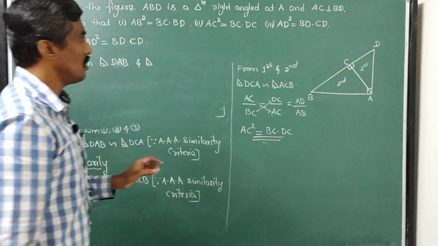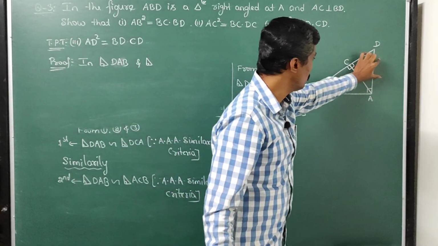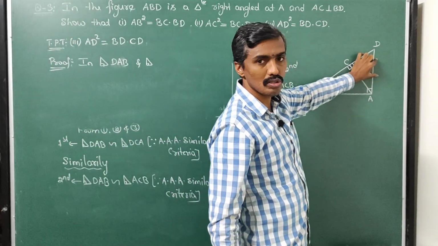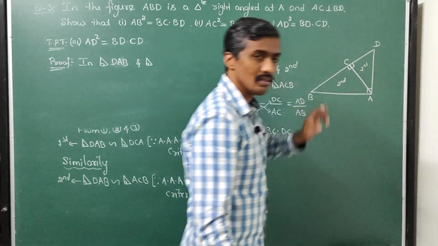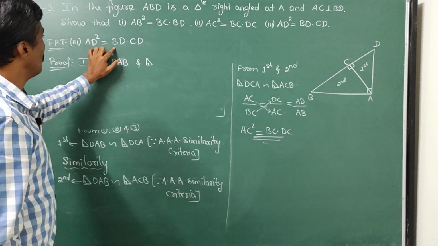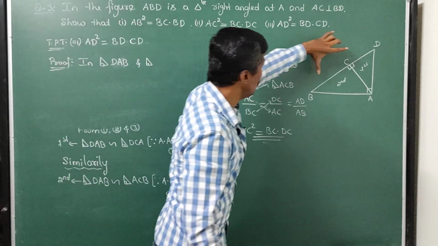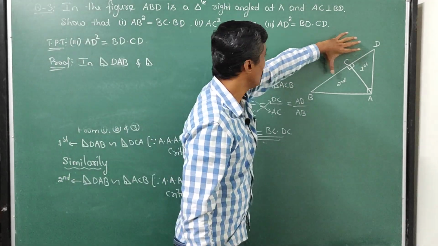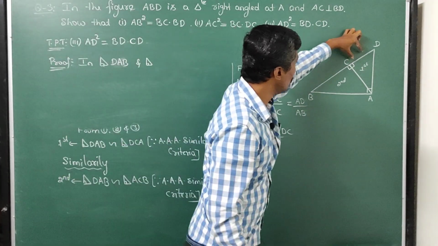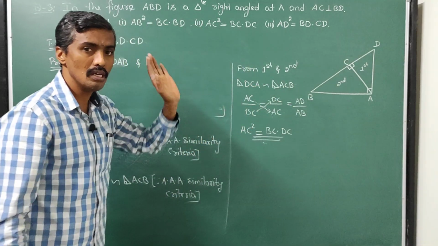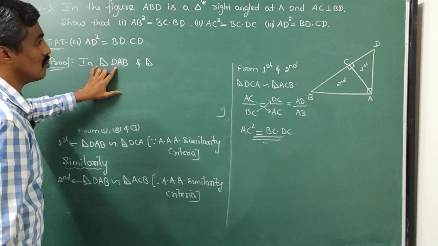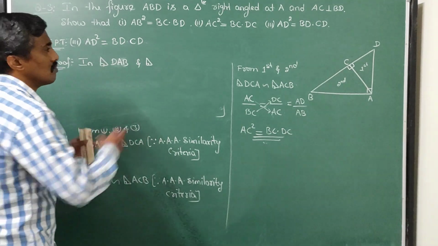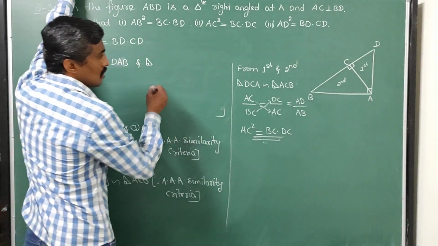AD square. AD belongs to the original triangle and also to the first part. Next, BD and CD. BD belongs to the original triangle, then CD belongs to the first part. Then we have to take only the original triangle as well as the first part. So let me start with the original triangle DAB. Yes, correct. Then the first part is DCA.